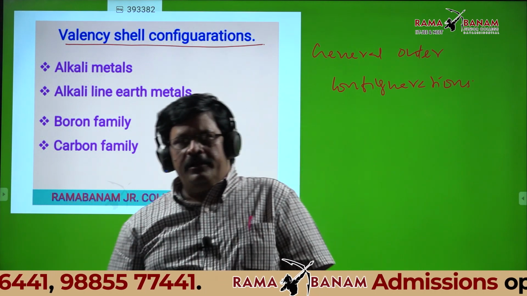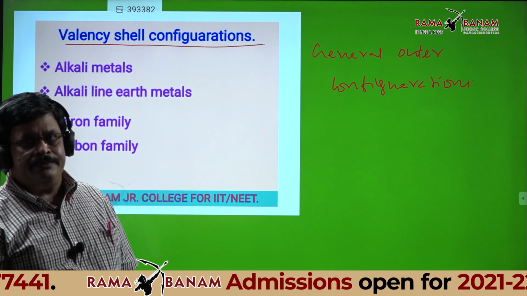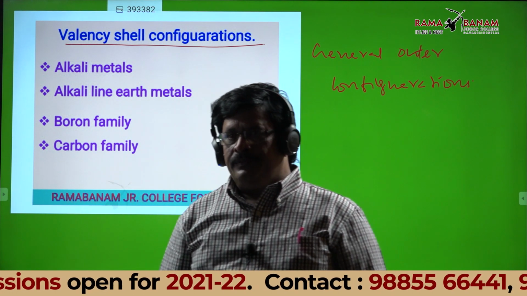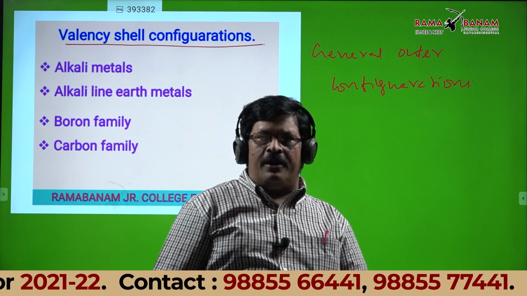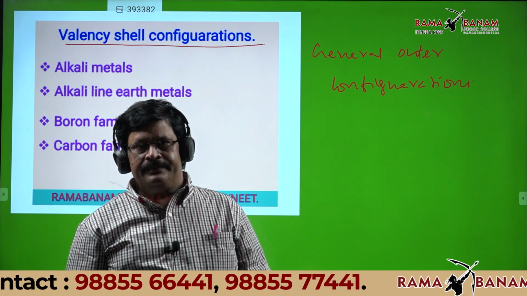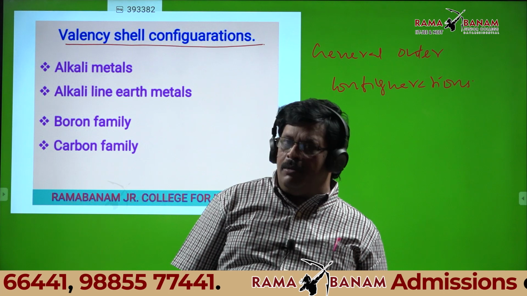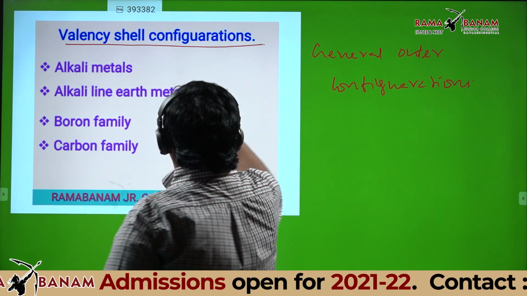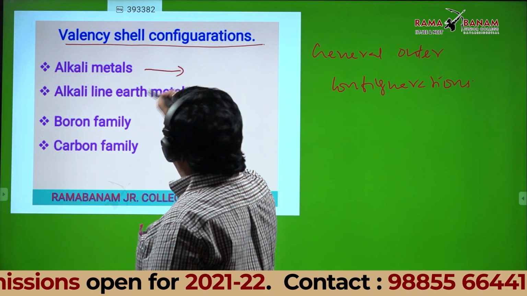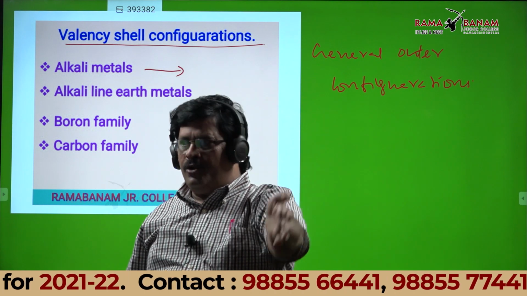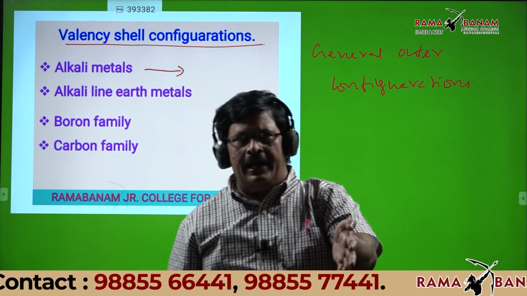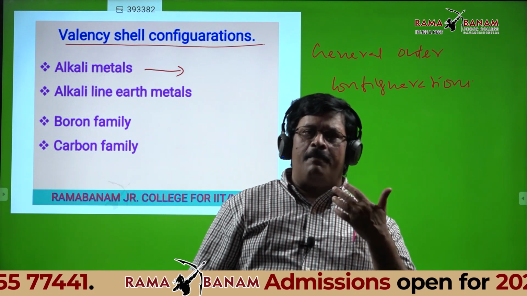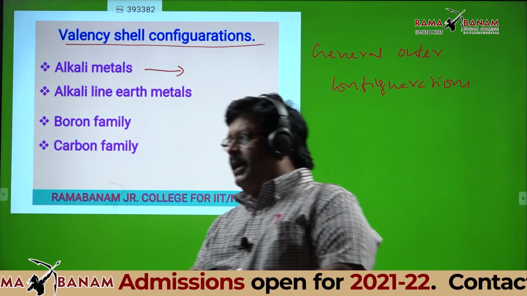Can you try for these 4? Students, can you try? Is my voice audible or not? No, sir. Then first you write the outer configuration of alkali metals and you tell if it is correct, okay, you can continue. Otherwise, I will explain for alkali metals. After that, you should be in a position to write the configurations of the remaining.